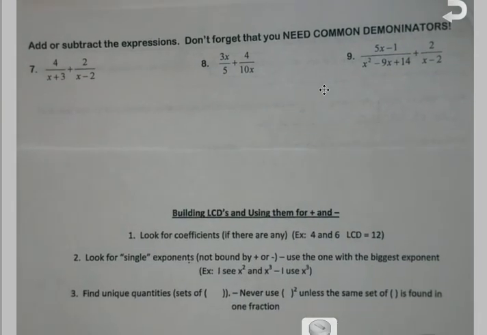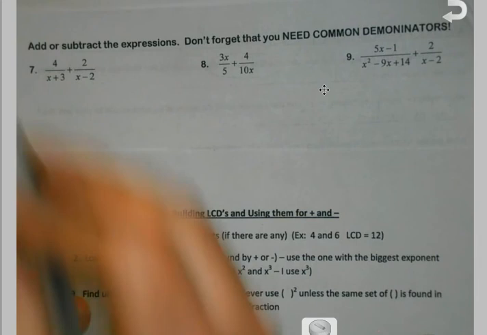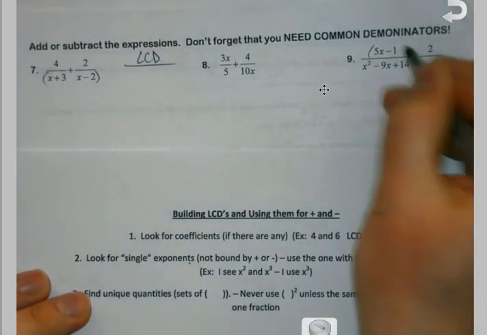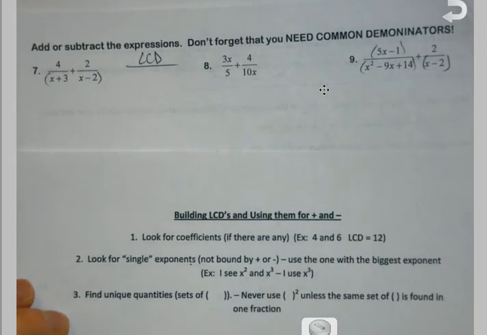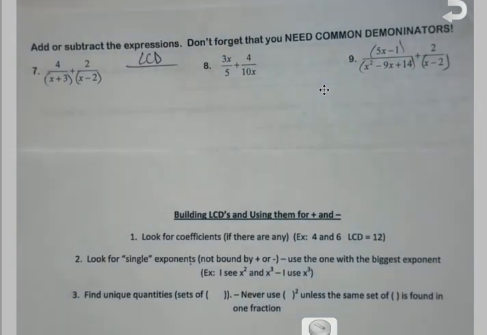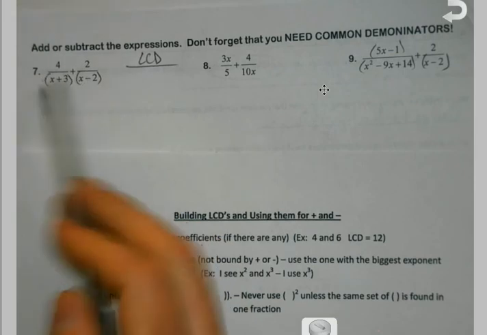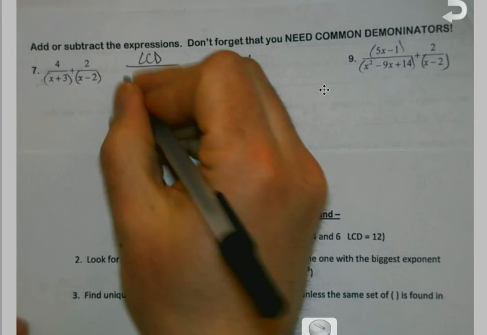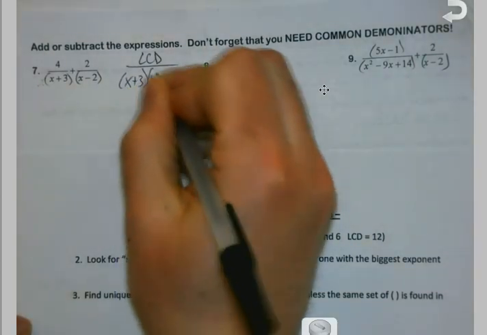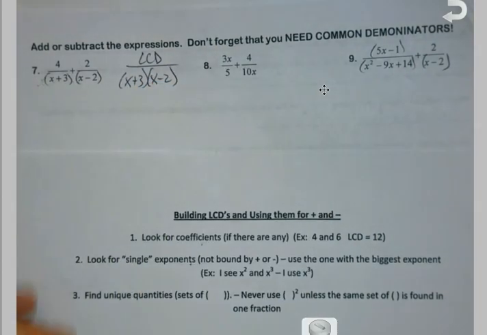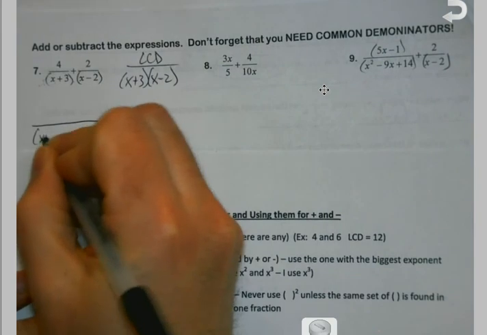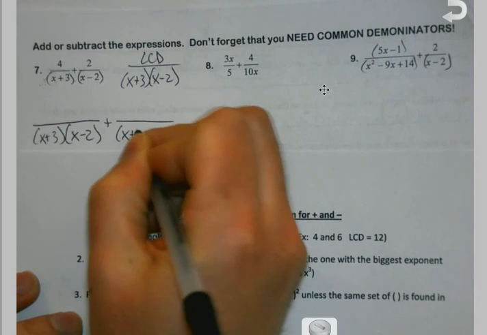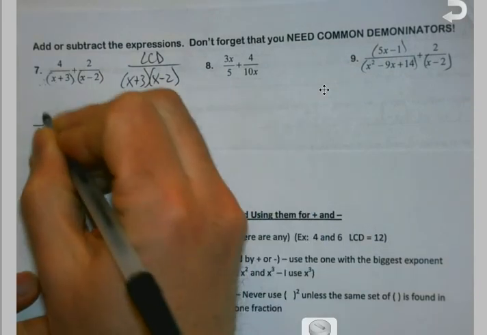Okay, so I kind of get this out to remind me here. So when I'm looking for my LCD, again, parentheses whenever I see plus or minus. Oops. So here, I don't see any coefficients. There's no numbers hanging out in the denominator. I don't see any variable terms down here. But I do see a couple of sets of parentheses that are going to be the basis for my new LCD.